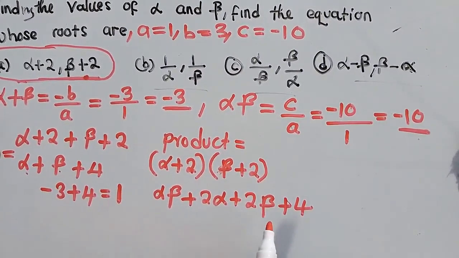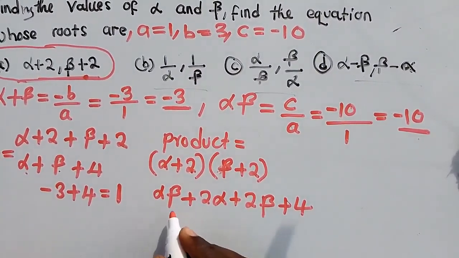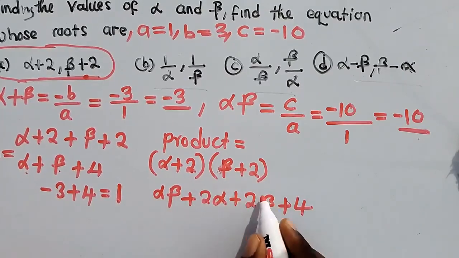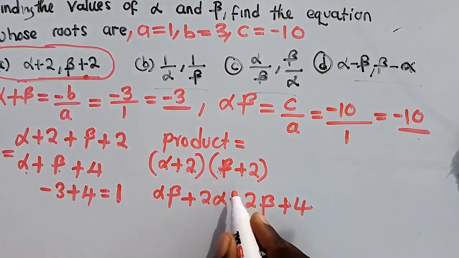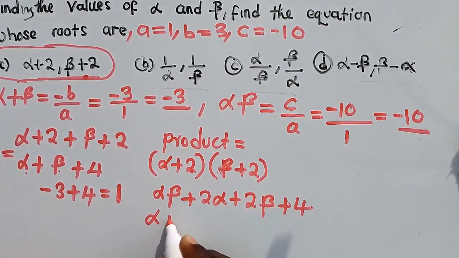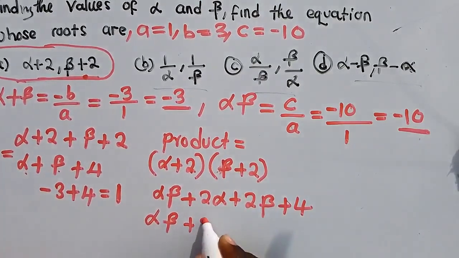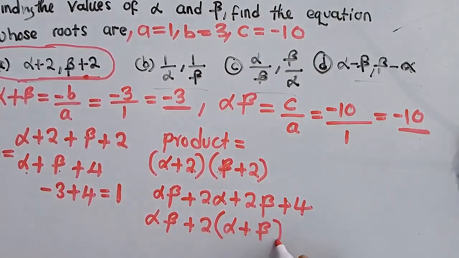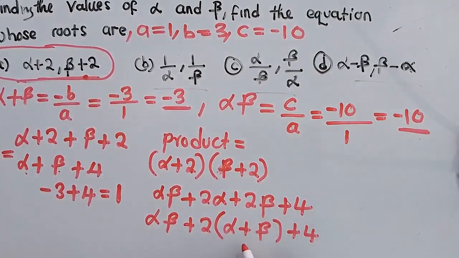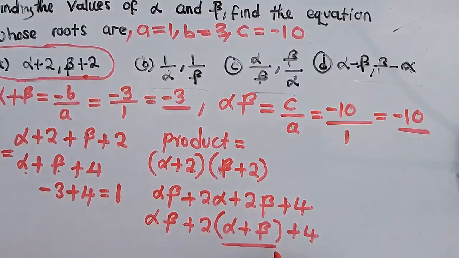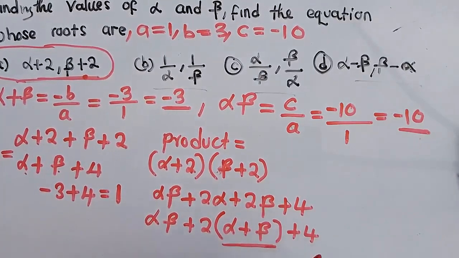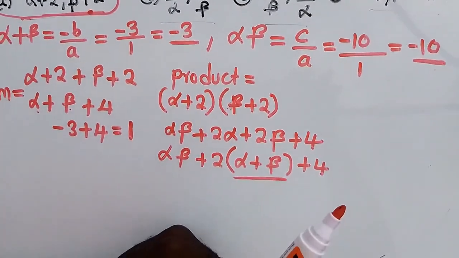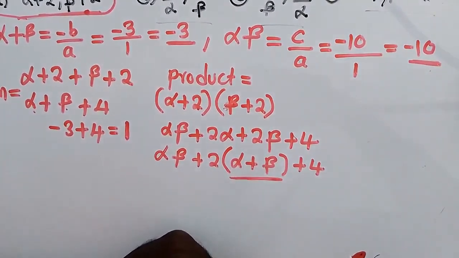So with this answer now, what I'm going to do next is that here, as you can see, you can factorize this part. That's very simple. So you're going to say alpha beta plus 2, open bracket, alpha plus beta, close bracket, plus 4. So that you replace the values there. Have you seen the way I've done this? This is the exact thing that you need to follow.